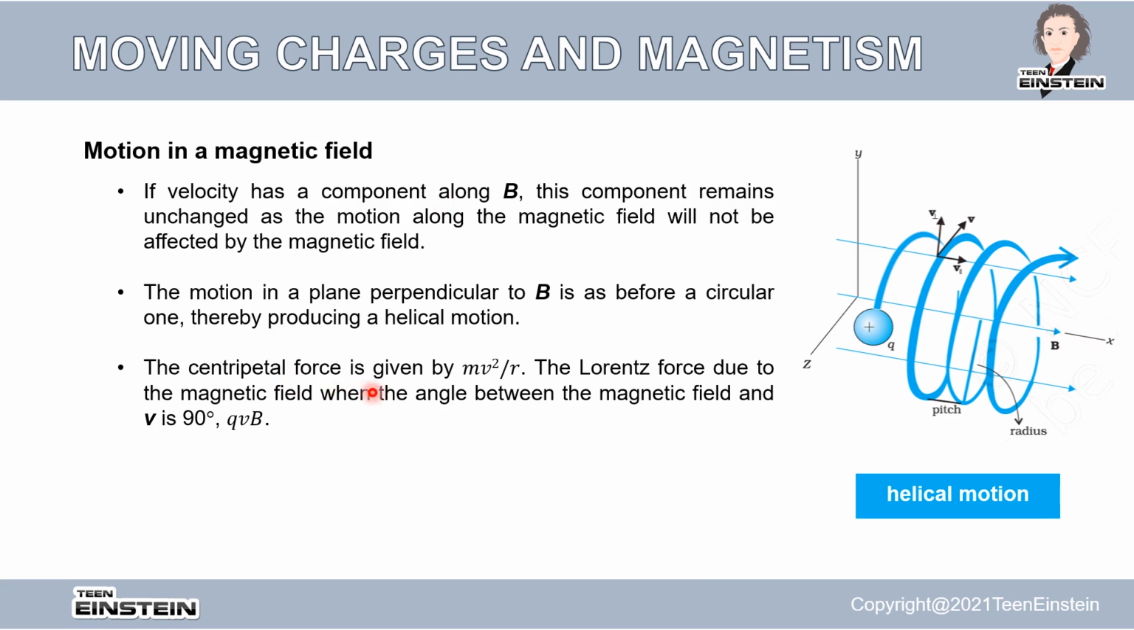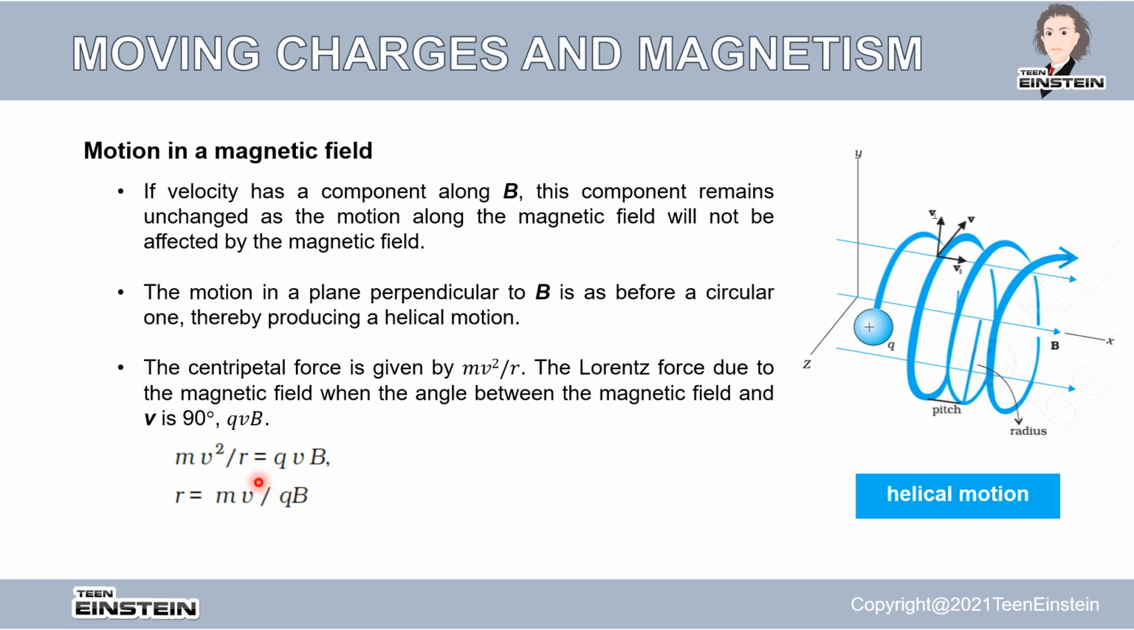Now the centripetal force is given by mv squared by r, which we know already. The Lorentz force due to the magnetic field, when the angle between the velocity and B is 90 degrees, is QVB, because it is Q multiplied by V cross B. V cross B is nothing but VB sine theta. Sine 90 is 1. So we get QVB. Now this is the force which gives rise to the centripetal force. So let's equate these two. So mv squared by r equals qvb.